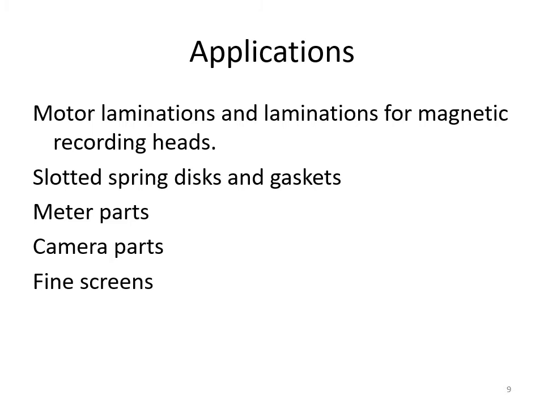Applications. The chemical blanking process mainly finds applications in motor laminations and laminations for magnetic recording heads, slotted spring discs, gaskets, meter parts, camera parts, and fine screens. These are some of the applications where we generally go with the chemical blanking operation.